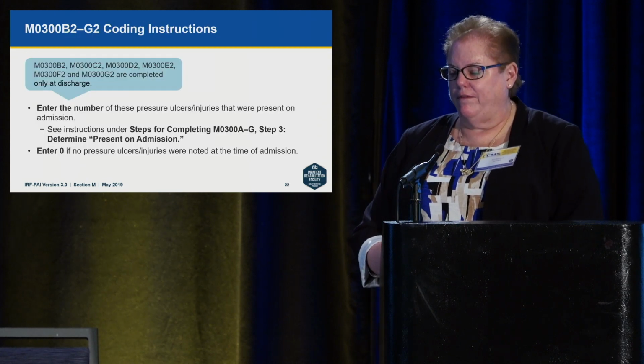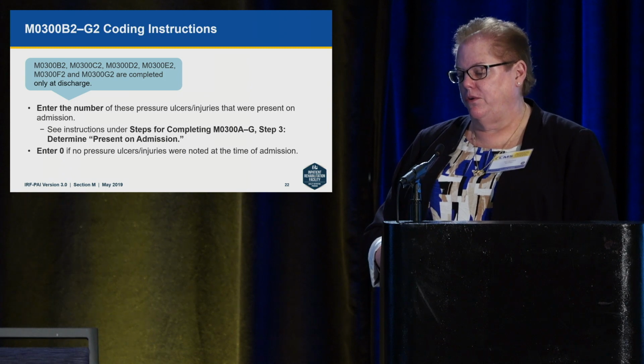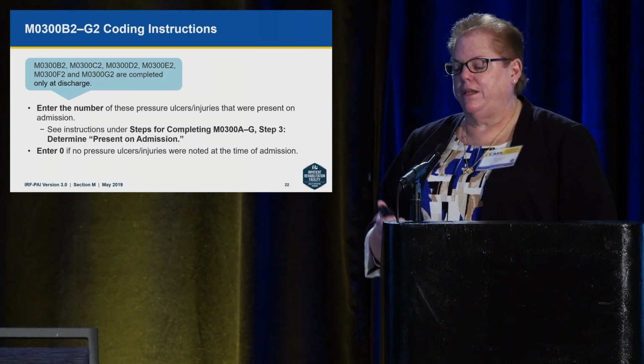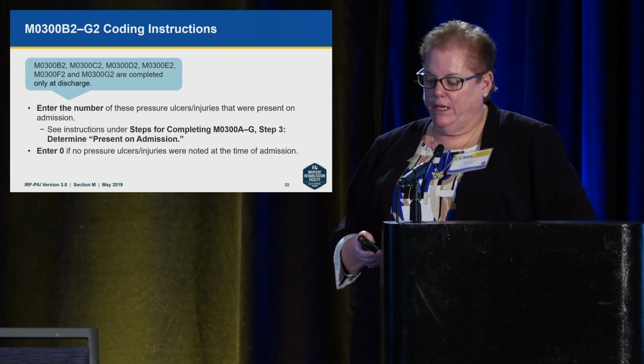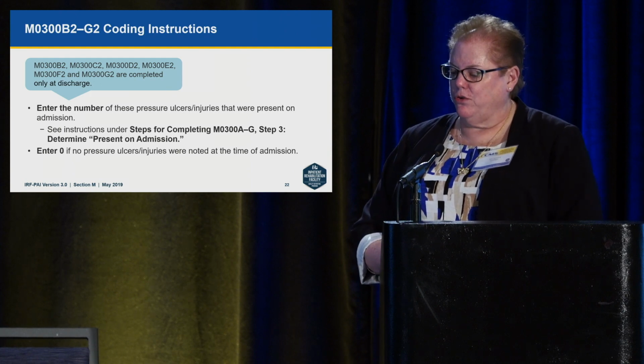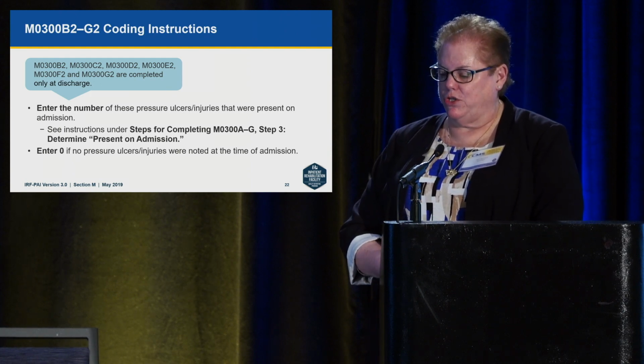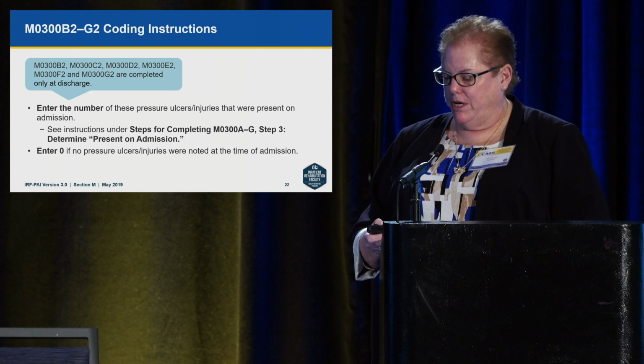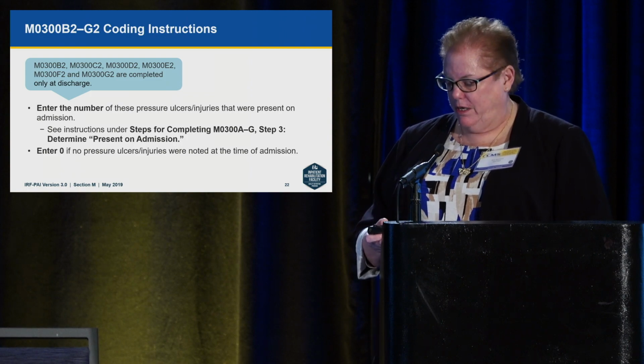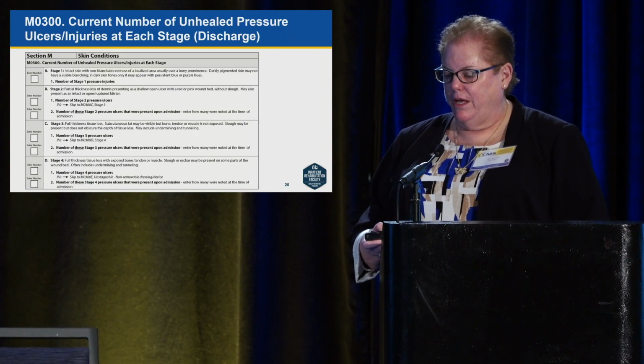Here you have M0300B2 through G2, and they're completed at discharge only. And you want to enter the number of these pressure ulcers or injuries that were present upon admission. And you're going to enter 0 if there were none. I'm just going to go back a slide here.